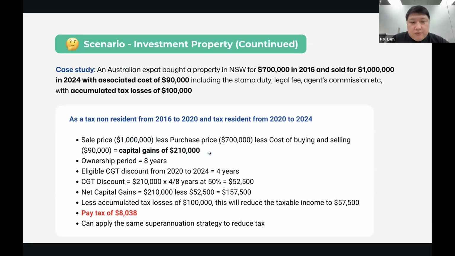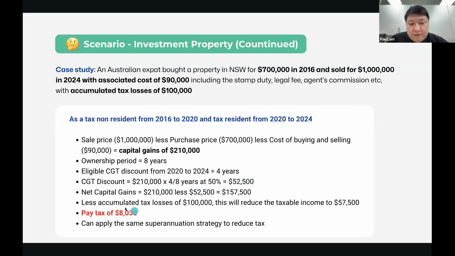However, what we'll be looking at is a pro rata calculation to see, out of the years, when you're back in Australia and entitled to that 50% capital gains discount, what sort of capital gains can you apply and reduce the tax payable? So you're going to own the property for 8 years. The eligible CGT discount is from 2020 to 2024, which is 4 years. So the discount will be 210, which is your capital gains, times 4 out of 8, half of the time when you're back in Australia, at 50% discount. So your CGT discount will be 52,500.